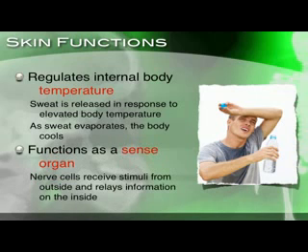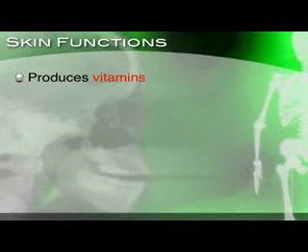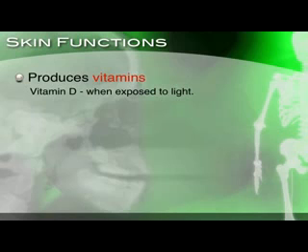Okay, so we have it functions as a sense organ. The nerve cells receive stimuli from outside and relay that information on the inside. Okay, so number one function is it regulates what? Temperature. Number two, it does what? It's a sense organ. Okay, regulating temperature, and it functions as a sense organ. Next function, produces vitamins. What vitamins does the skin produce? Vitamin D. When does it produce it? Exposed to sunlight. All right, so we have vitamin D when exposed to light.